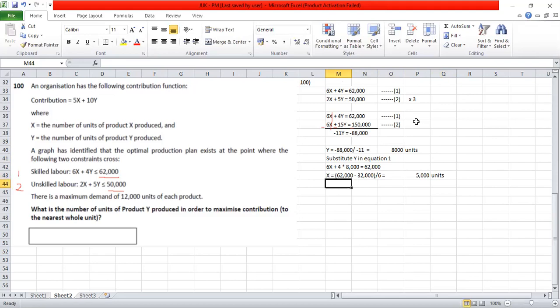We are only asked to find out what is the number of units of product Y produced in order to maximize contribution to the nearest whole unit, which is equal to 8,000 units. So do you see that? Y should be 8,000 units. The production of product Y should be 8,000 units.